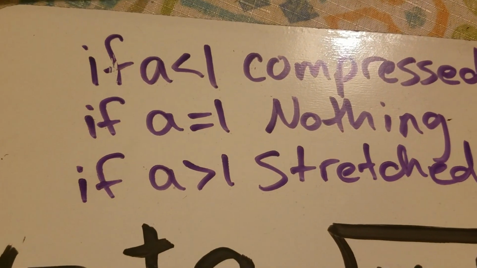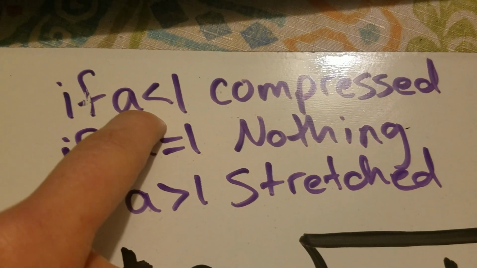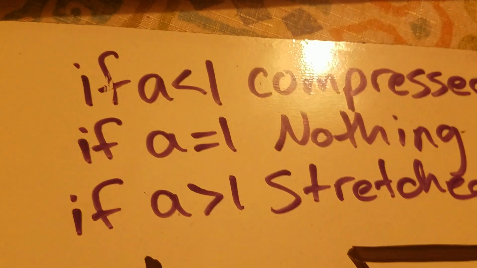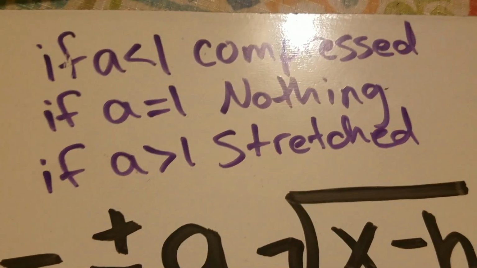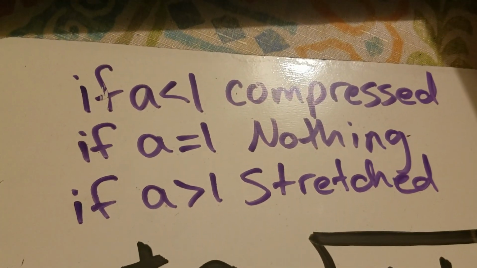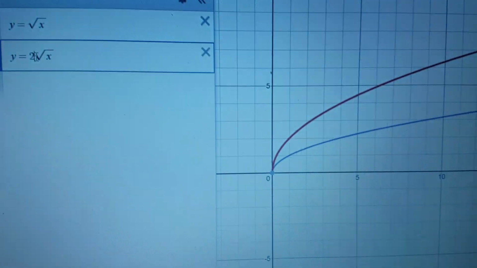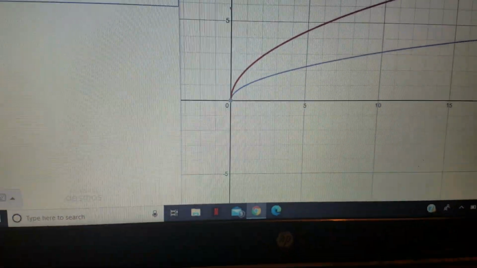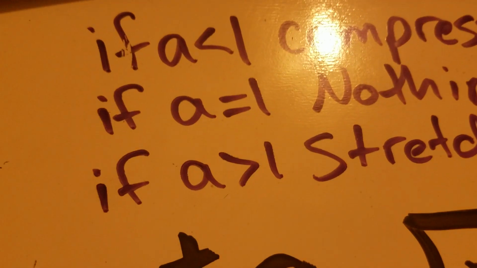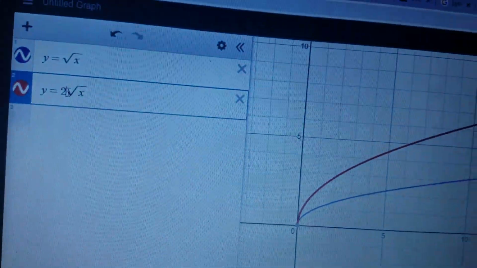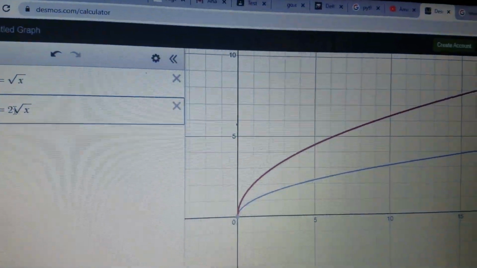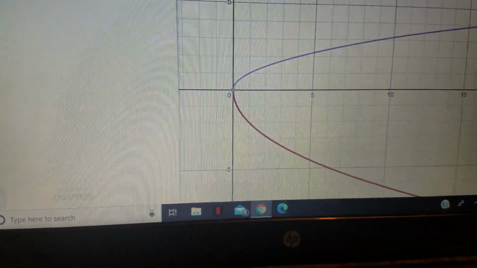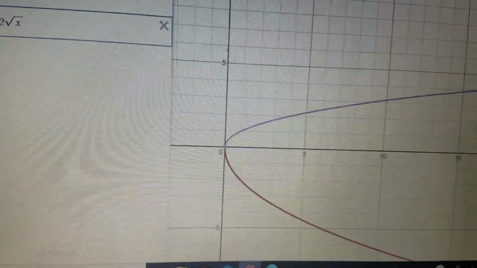So the rule is that if A is less than 1, the graph is compressed, meaning it is shorter. If A is 1, nothing really happens. And if A is greater than 1, we call that stretched. If I make it 2 again, you'll see how stretched up there that gets. Now you have to understand that this is ignoring the negative sign. If I make this a -2, notice that it is still an extra tall graph. It's just an upside down tall graph. So this one would be flipped and stretched.